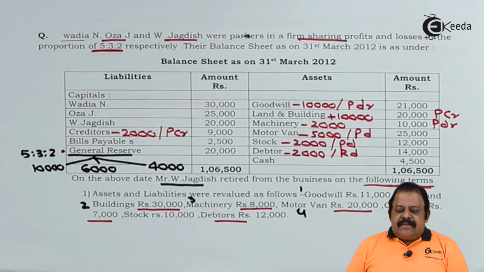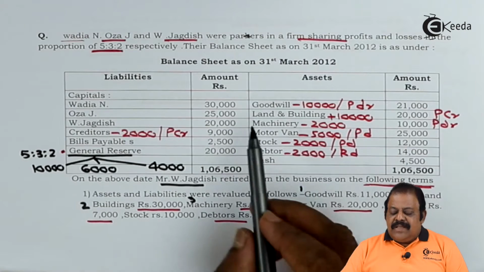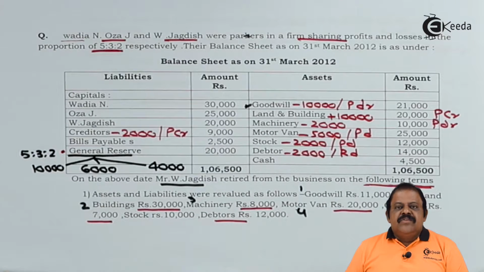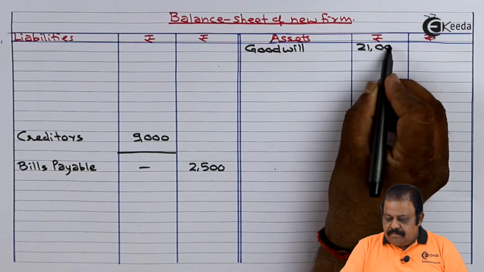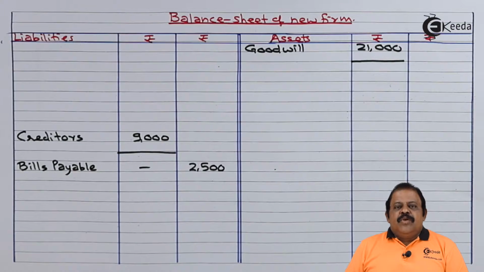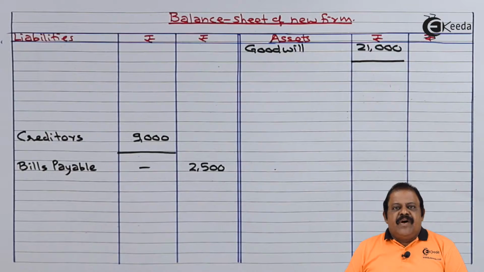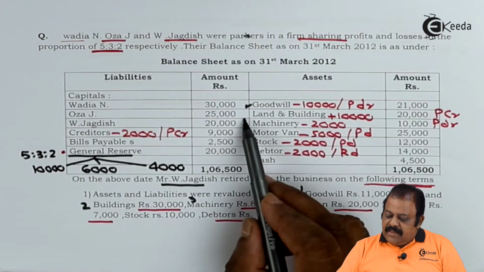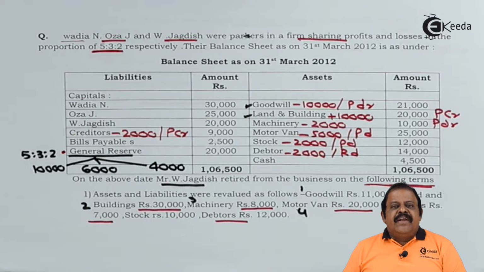Let us go through asset side. First we have goodwill 21,000. There is an adjustment on goodwill, so it will be recorded in new balance sheet asset side in inner column. New balance sheet asset side, goodwill inner column 21,000. Land and building, there is an adjustment, amount is 20,000. We recorded in inner column.